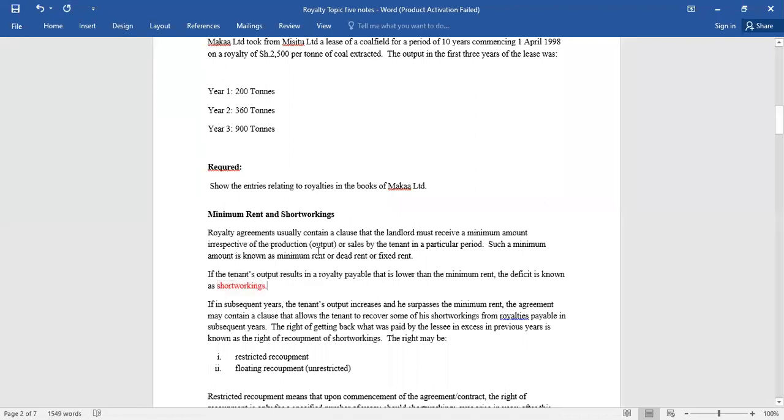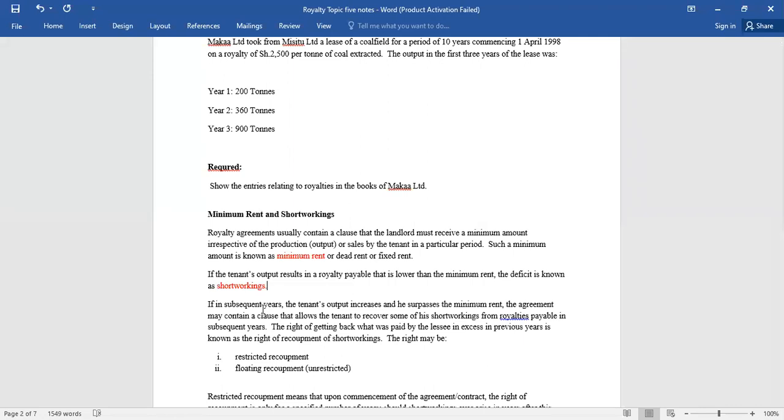So we've said, I want to highlight these terms for you. Initially, because these are the entries that you'll be making in the respective books, we've said that whether there was output or no output, the landlord will be expecting you to make a commitment. This commitment is what we are calling the minimum rent. Should it happen that whatever you paid is less than what you are going to exploit, the deficit is what we are now calling the shortcomings.